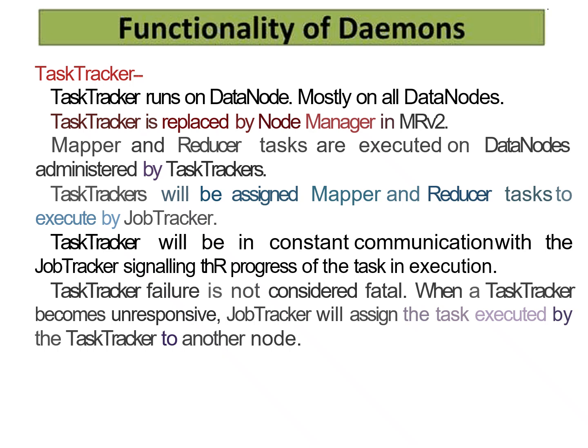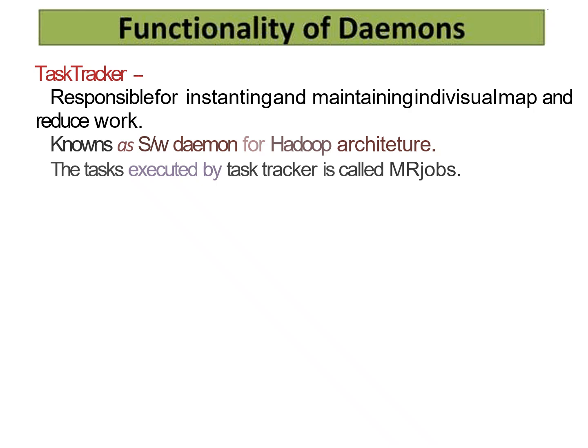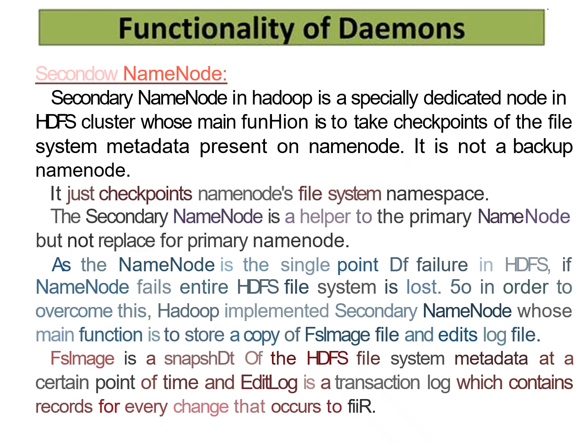Task tracker. Mainly tasks run on the data node and completion. The task related information, mapping and reducing, splitting, all these are taken care of by the task tracker. So the task tracker is responsible for the complete maintenance of the map and reduce work in any data nodes.